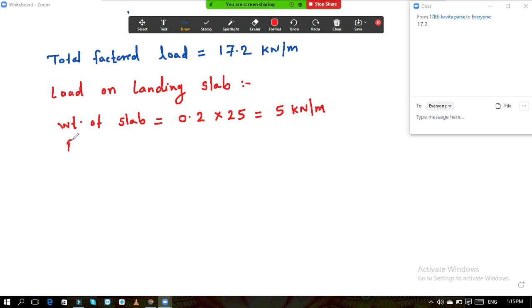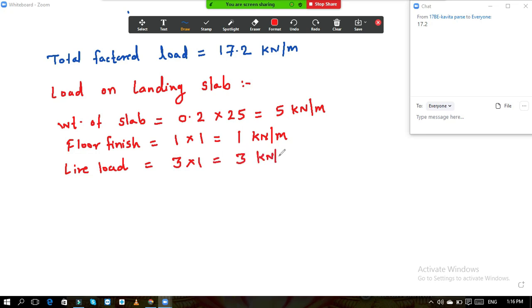Similarly, floor finish, which we assume 1 kilonewton per meter square. It is for running meter per meter. So it is 1 into 1, which is equal to again 1 kilonewton per meter. And then live load, we have considered over here 3 kilonewton per meter square. 3 into 1, that is 3 kilonewton per meter. This is the live load.